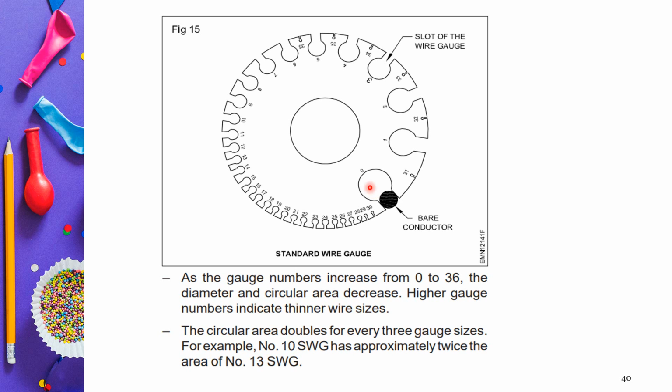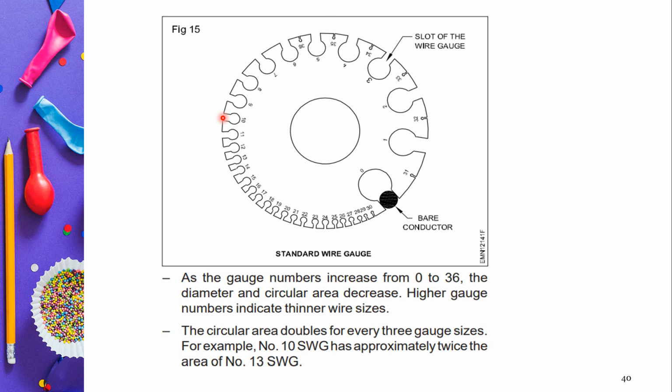The larger gauge number has a thinner diameter. This is very important. The circular area doubles for every 3 gauge sizes. For example, 10 SWG has approximately twice the area of 13 SWG. See here, this is the 10 SWG.